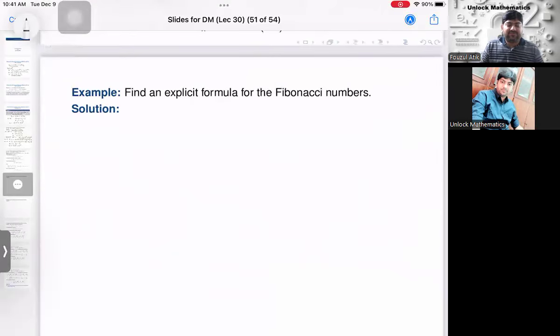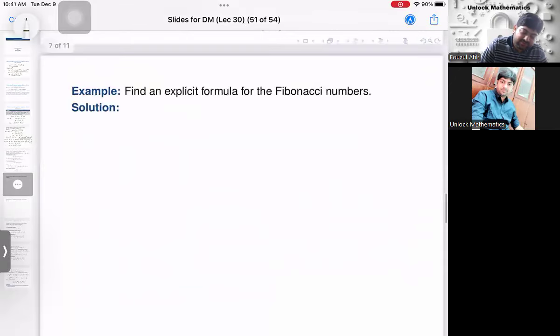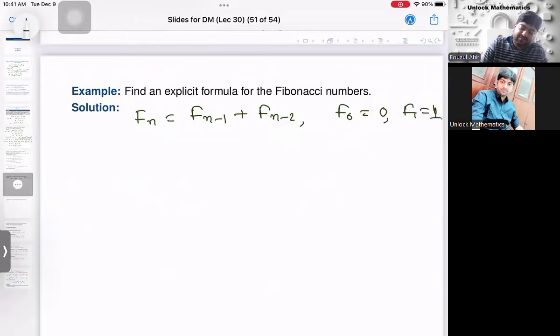Next, find an explicit formula for the Fibonacci number. Now what will happen for this one? We all know the Fibonacci sequence is what? Fn is equal to Fn minus 1, which we discussed in the previous problem, plus Fn minus 2. So this is the recurrence relation for the Fibonacci sequence, and it has some initial values also: F0 is equal to 0 and F1 is equal to 1.